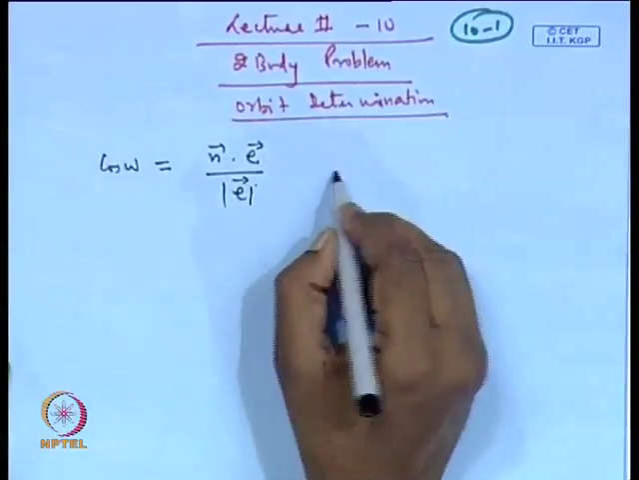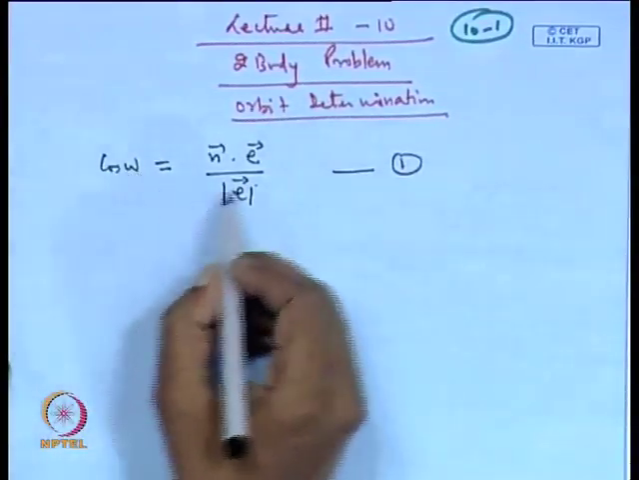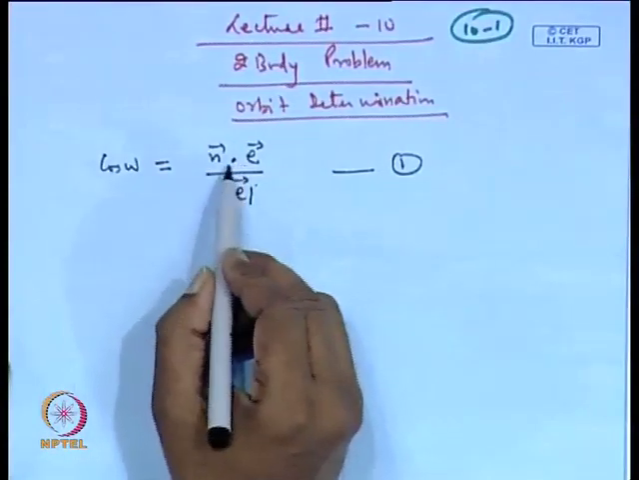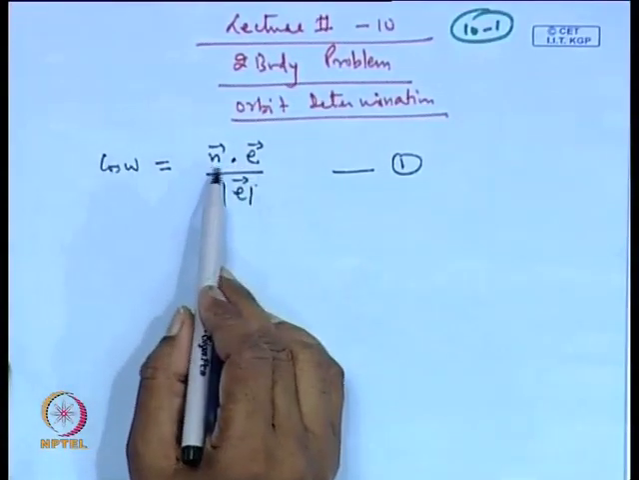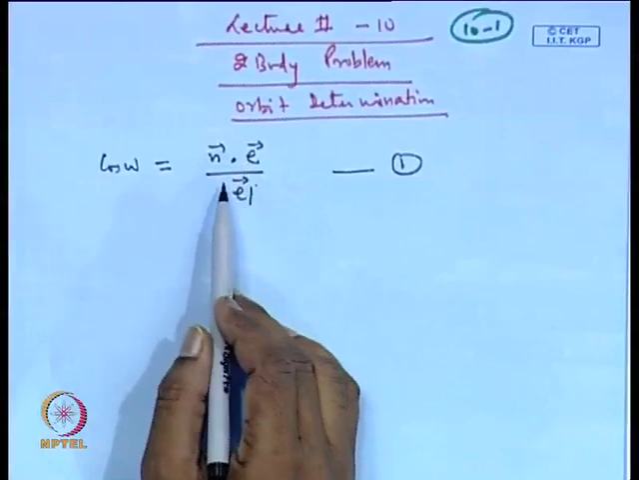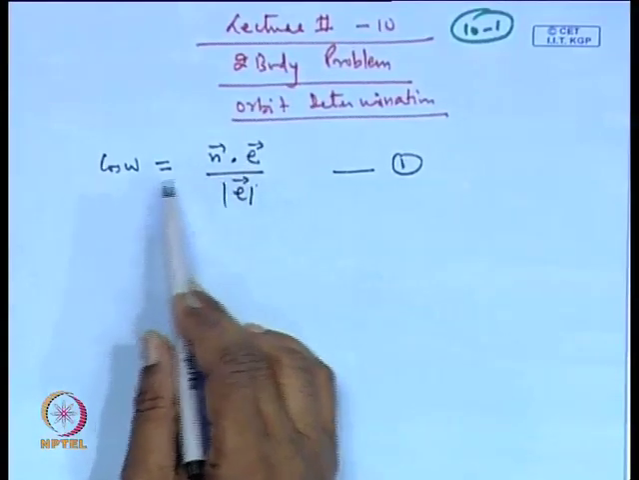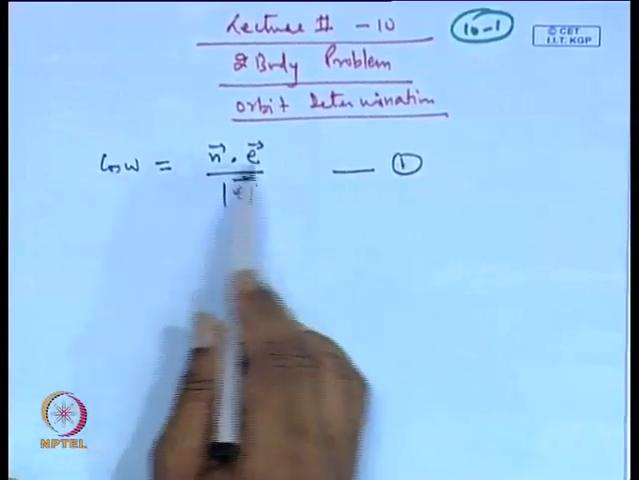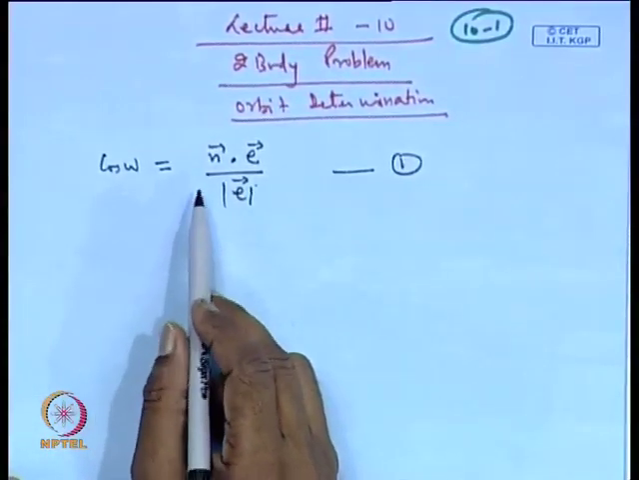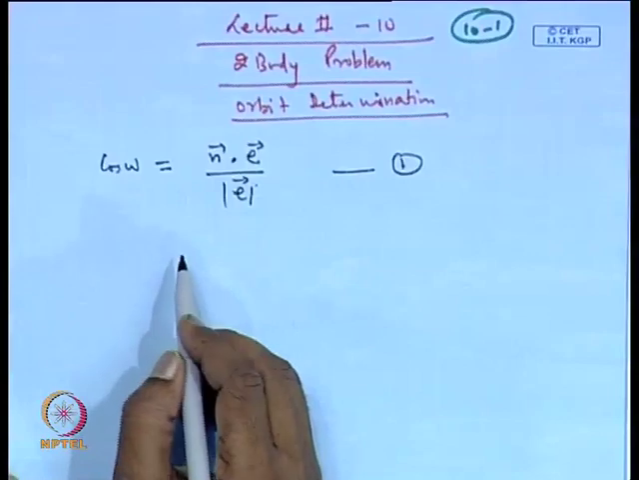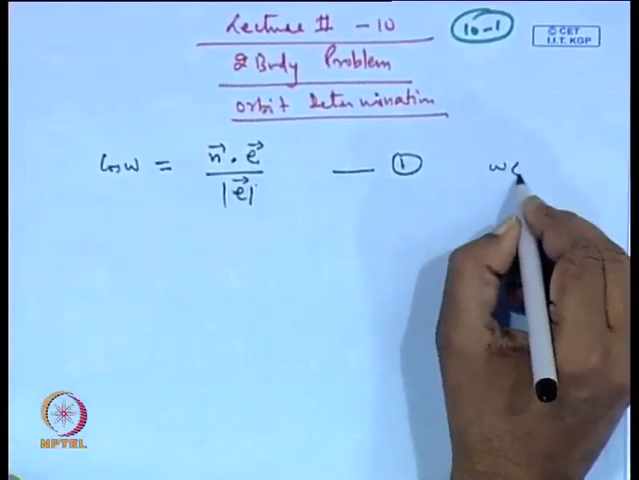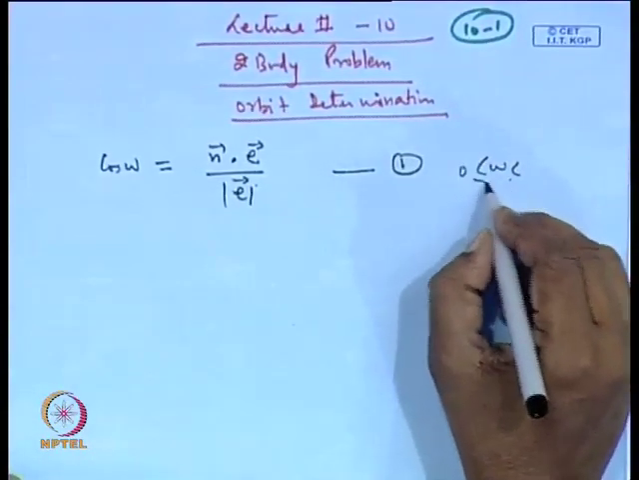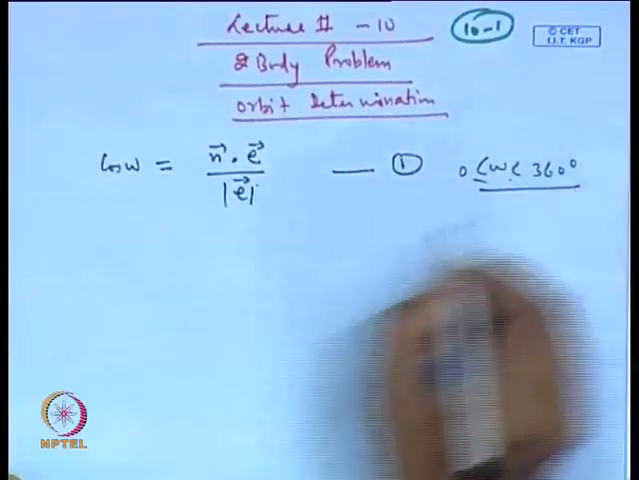e bar. So, in this equation, if the angle between n and e is lying between 0 and 180 degrees, it is fine, whatever value we get for omega is correct, but if it is more than 180 degrees, then a problem arises. Here omega lies between 0 and 360 degrees. So, we need to resolve this.